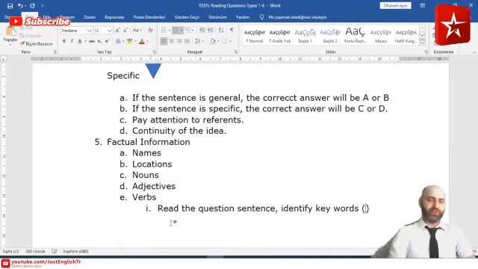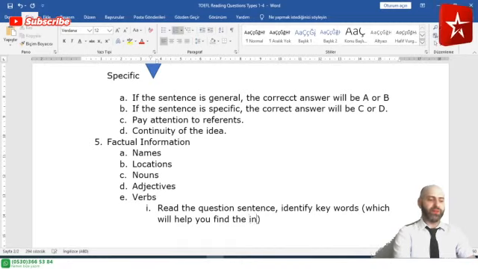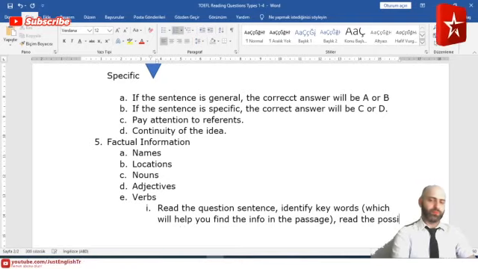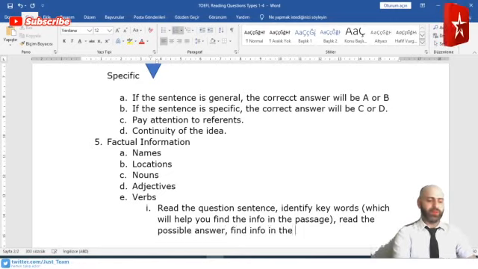So let me write it for you, which will help you find the info in the passage. Then read the possible answers as well. Find info in the passage and check each possible answer.